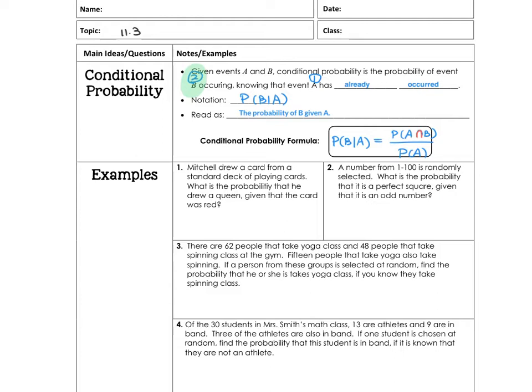And the notation is P, probability of B, this bar means given A. Okay? And here's the formula. Probability of B given A equals probability of A and B, this upside down U means and, divided by probability of A.